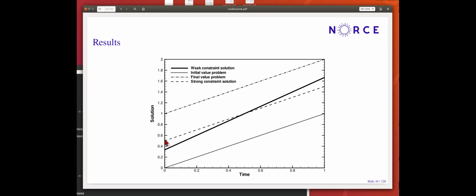There's another solution here, and that's called the strong constraint solution. That's where we assume that there are no model errors. The only errors are in the conditions, so in the initial condition and the final condition. Then the optimal solution is the one centered in between these two lines here, okay? So that's a strong constraint solution. This full line we call a weak constraint solution because the model is a weak constraint to the problem.